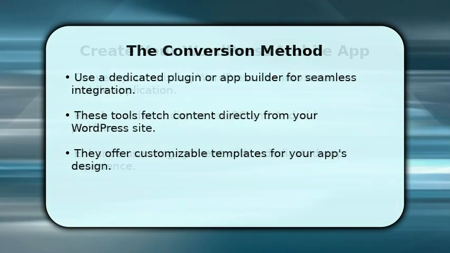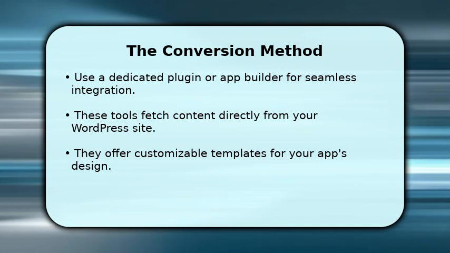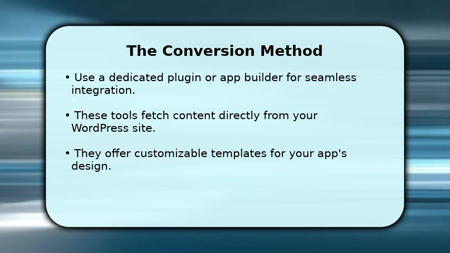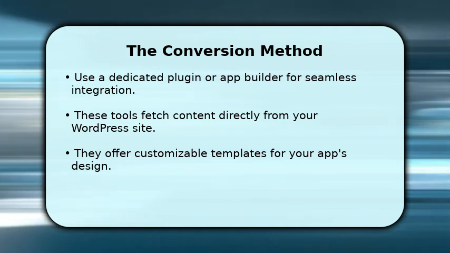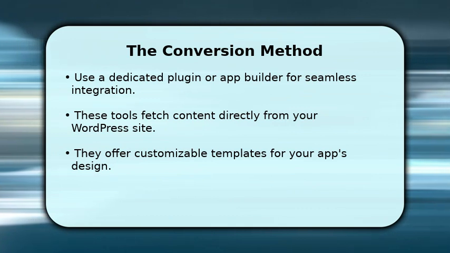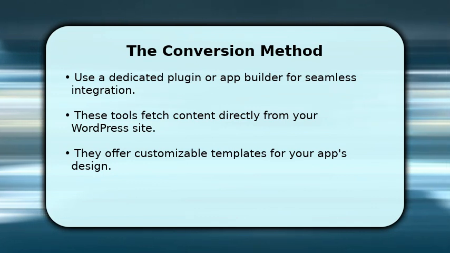The most practical and widely adopted method involves using a robust WordPress plugin or a specialized app building platform. These tools act as a bridge, pulling all your website's content, posts, and pages directly into a mobile app framework. They provide intuitive interfaces and pre-designed templates, allowing you to customize the app's look and feel without writing a single line of code. This makes the process straightforward and accessible for everyone.